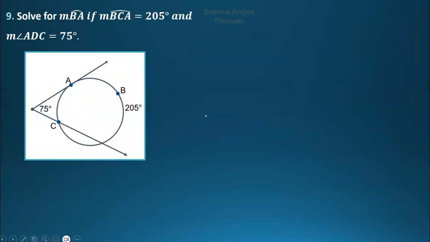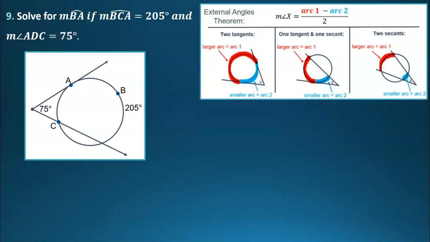One more problem. We're going to use the same formula. As you can see here, there are lines that are intersecting outside the circle. They're going through the circle. There's some arc measures, angle measures. We're going to go to our finding angle measures slide, and we're going to see this. In this case, we have one tangent and one secant, right? So it looks like that middle scenario in our notes, but same formula no matter what we have.